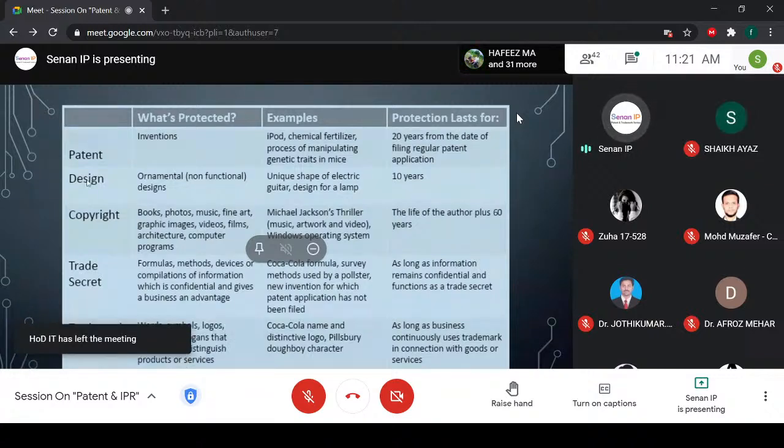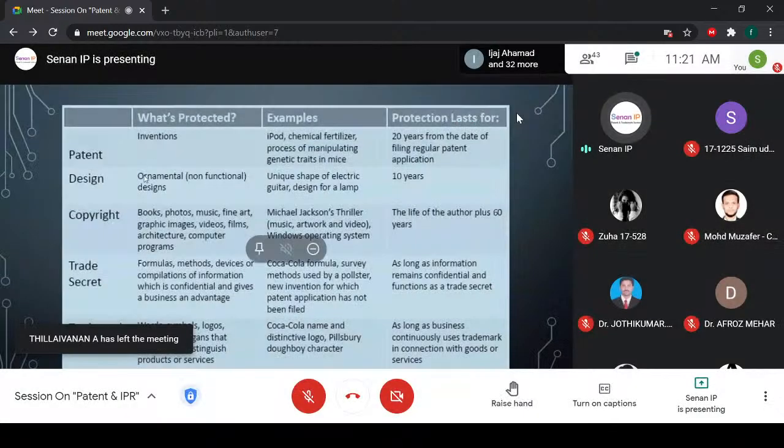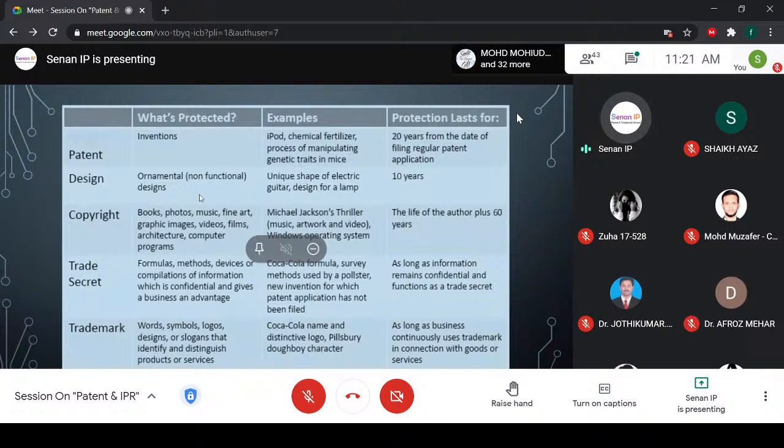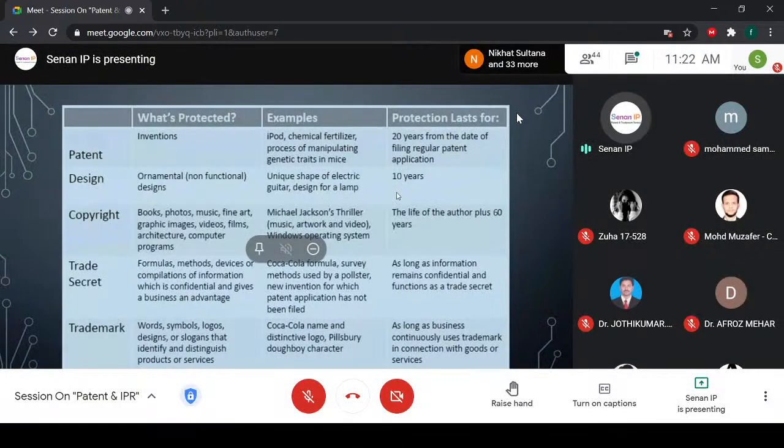So design, as the name indicates, design. A design of a particular product can be filed under the design application. So ornamental, like the shape of any particular bottle. These are examples of design: the unique shape of an electric guitar, the design of a lamp. The lifetime of a design patent application is 10 years. So for 10 years, you will get the protection of a design patent application.